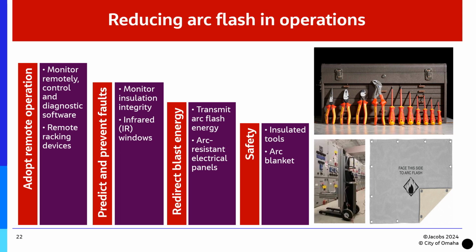In today's environment, where there are better procedures available to us, using remote operation, and this includes robotic equipment for operating and opening electrical gear, is very helpful. Similarly, using infrared windows in thermography, using insulated tools, and keeping an arc blanket handy can reduce arc flash in live environments.